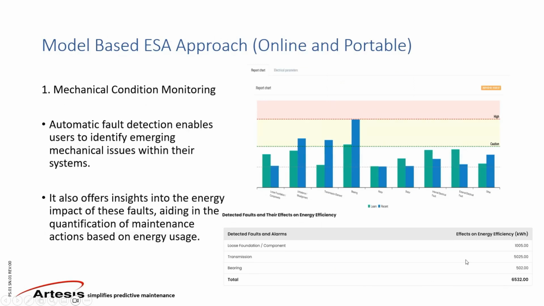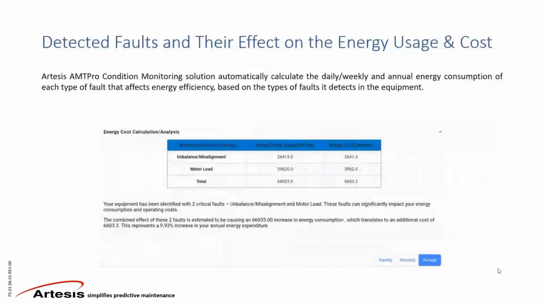And in kilowatt hours, you can see this bearing fault causing 500 kilowatt hours per year. And of course, these numbers will change, depending on the size of the motor. But in total, these 3 mechanical faults will cause 6,500 kilowatt hours per year. So that's a significant number. But now, of course, you can say 6,500 kilowatt hours doesn't ring much of a bell, maybe.